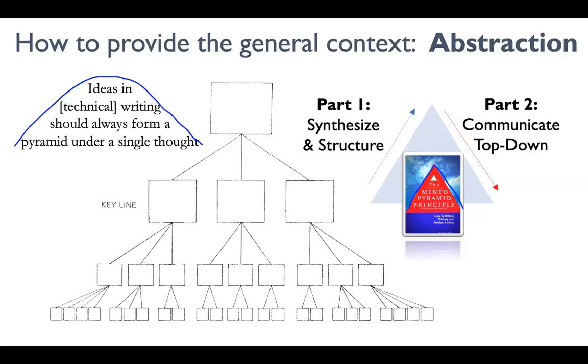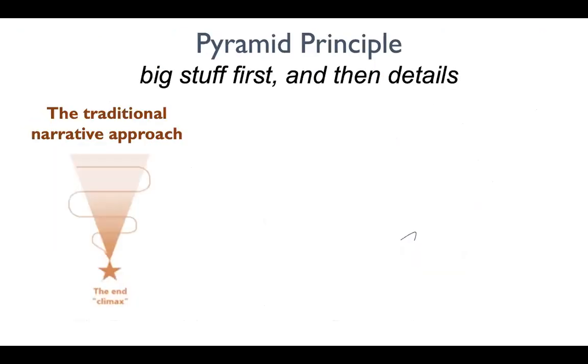And then once you've done that, you have the abstract ideas in front of you, talk of the big ideas, and then go on to provide all the necessary evidence and the supporting facts. So this is also known as the pyramid principle, in which we talk of the big stuff first and then the details.